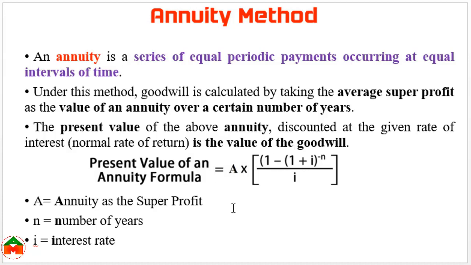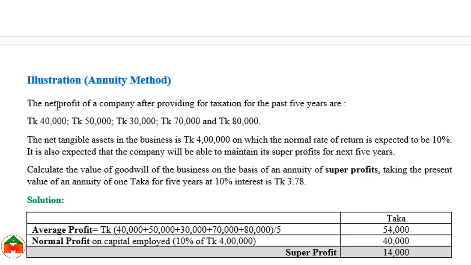Let's see a practical illustration. Here we can see there is an illustration. The net profit of a company after providing for taxation for the past 5 years are 40,000, 50,000, 30,000, 70,000, 80,000. These are the 5-year profits. The net tangible assets in the business is 4 lakh, on which the normal rate of return is expected to be 10%. So our normal return would be 10%. It is also expected that the company will be able to maintain its super profit for the next 5 years. That means 5 years super profit.